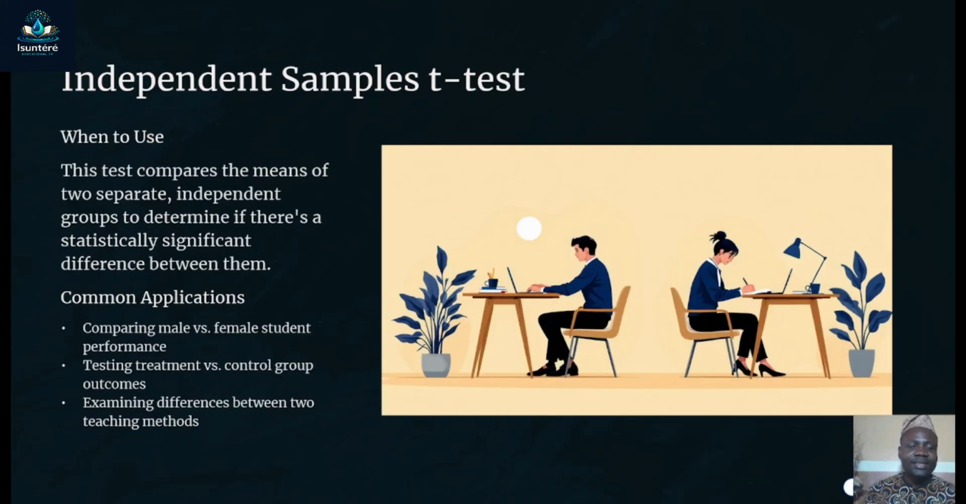So the next one is the independent sample t-test. This test compares the means of two separate independent groups. We can see that they are independent of each other. It could be male and female, to determine if there is a statistically significant difference between them. For example, comparing male versus female student performance, testing treatment versus control group outcome, examining differences between two teaching methods.